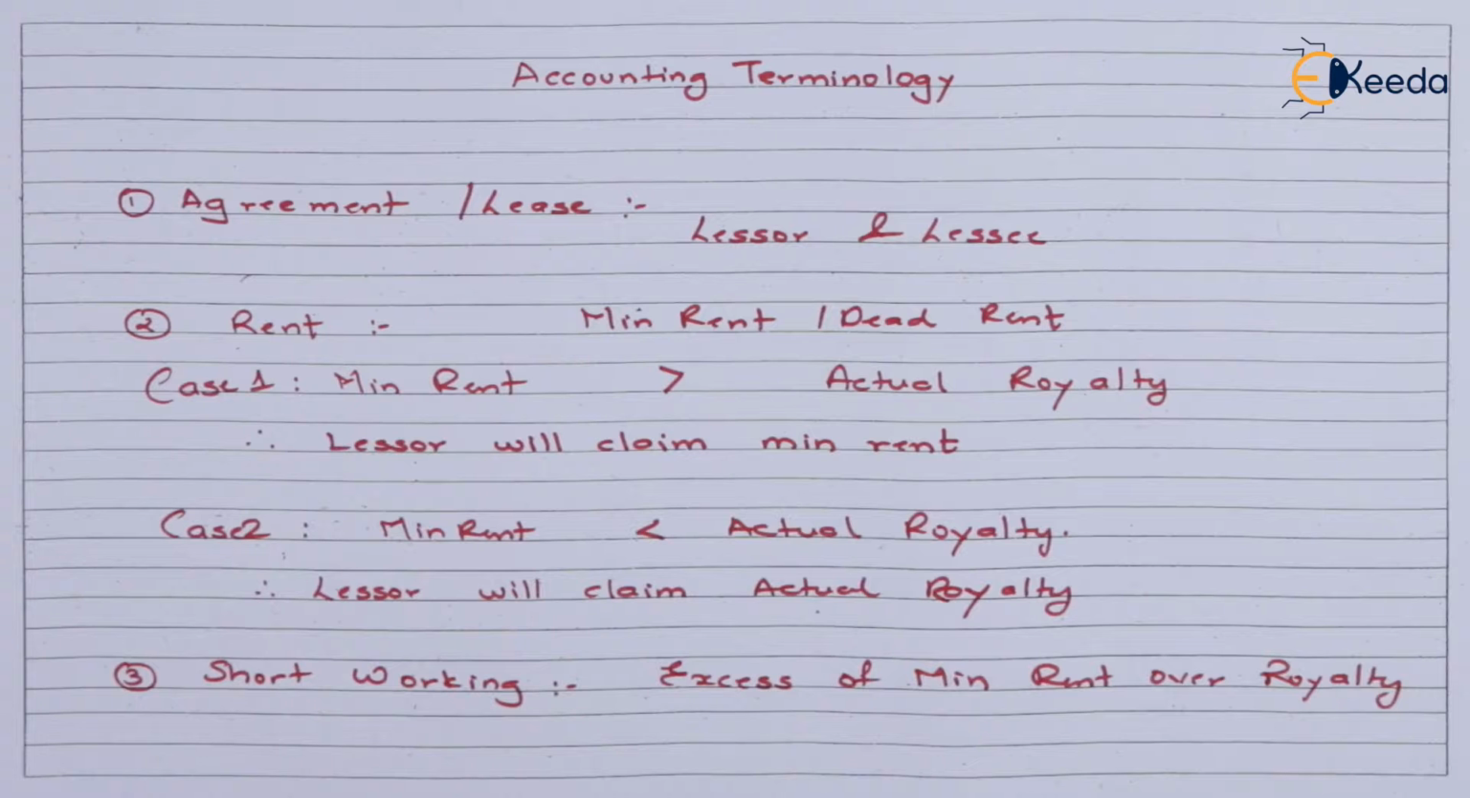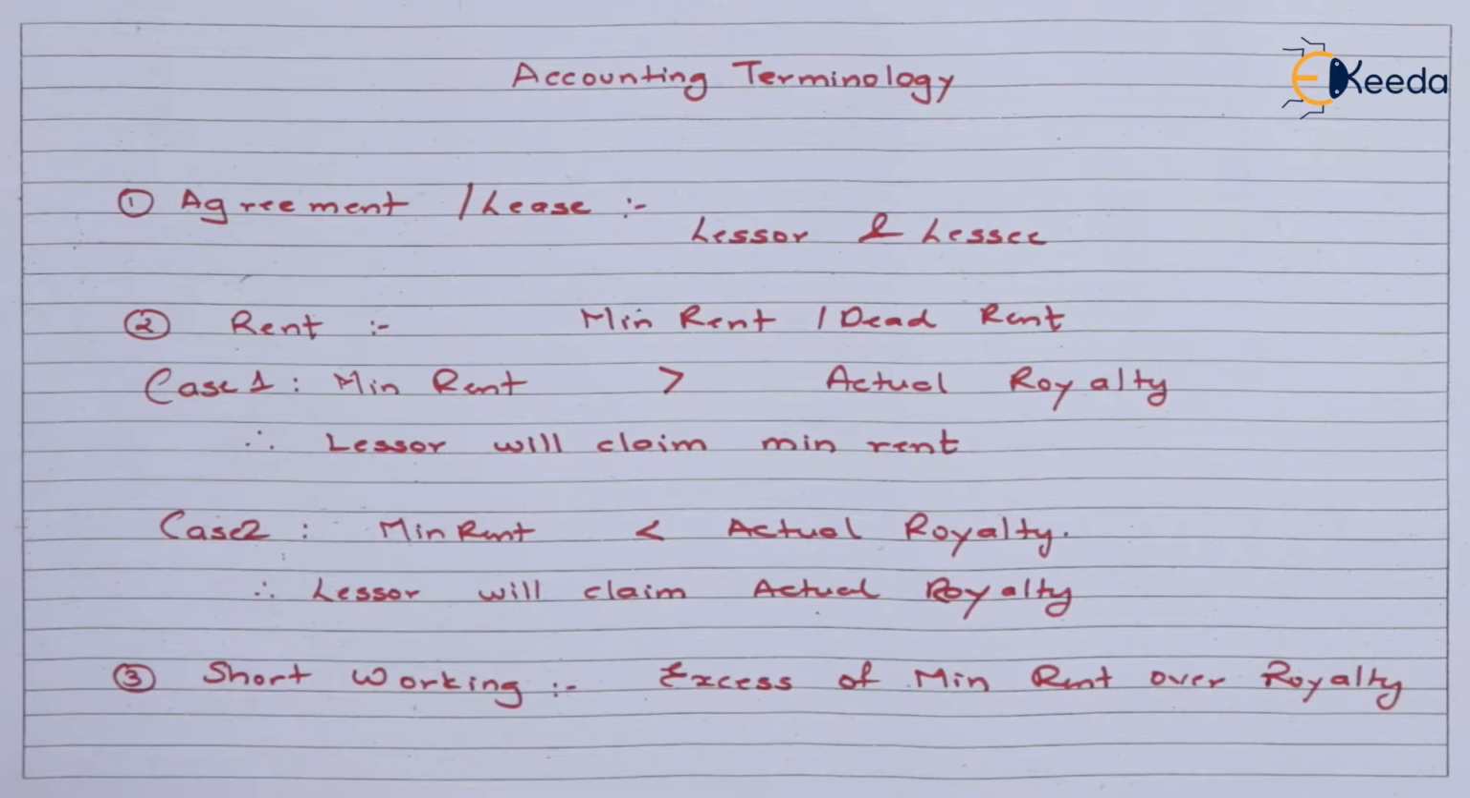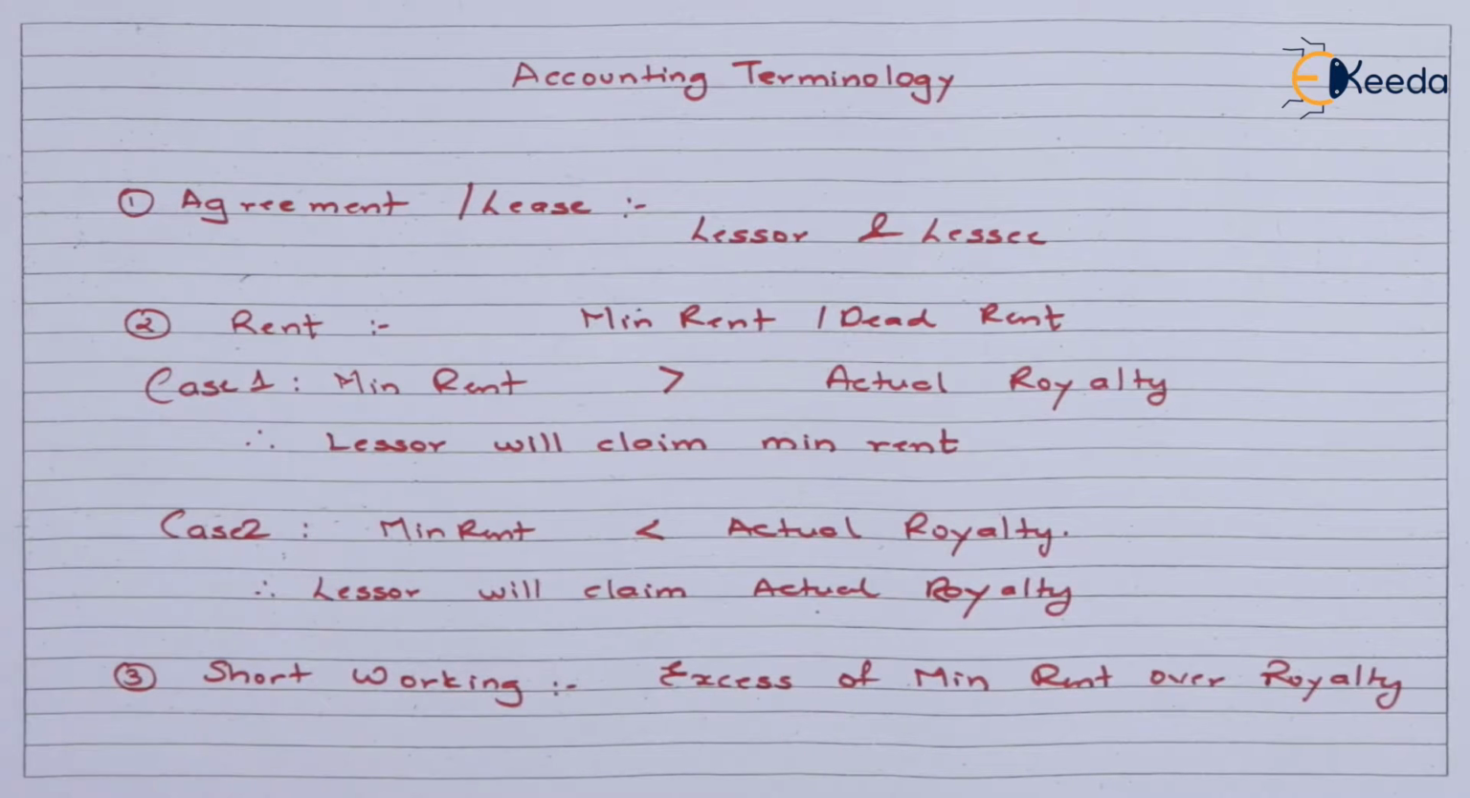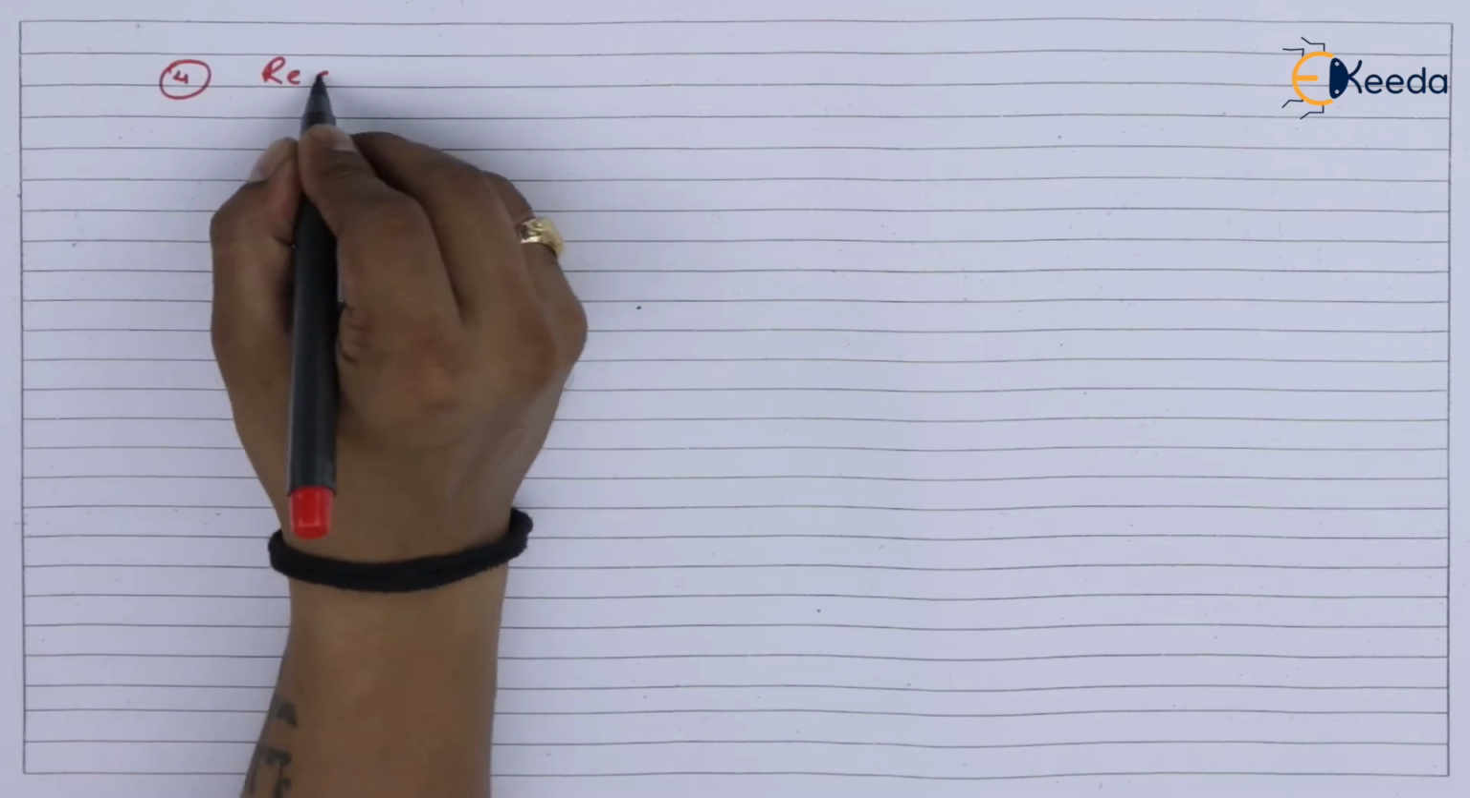Now the next term is short workings. That refers to the excess of minimum rent over actual royalty. That means in that year, actual royalty didn't happen much as compared to the minimum rent. In such a scenario, that is known as short working. So case one of the rent, where minimum rent is greater than actual royalty, is known as short workings.